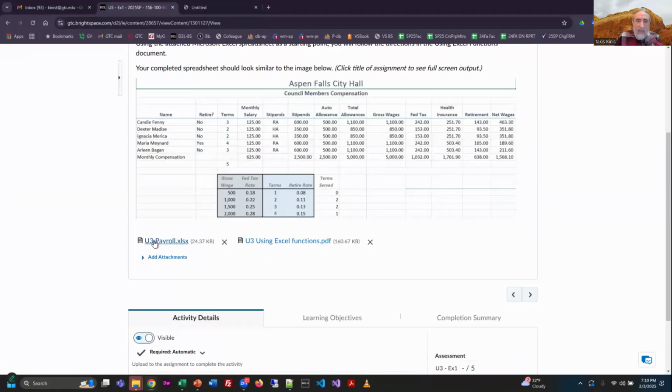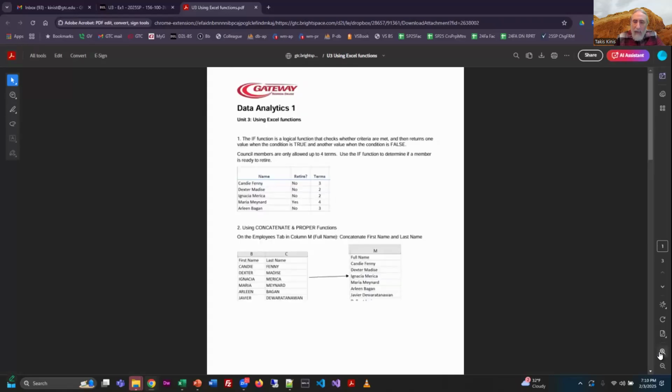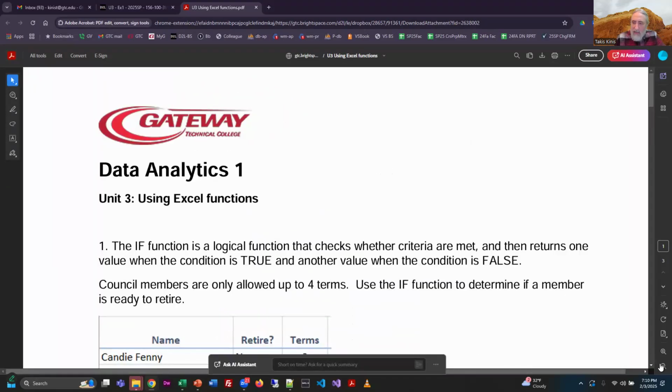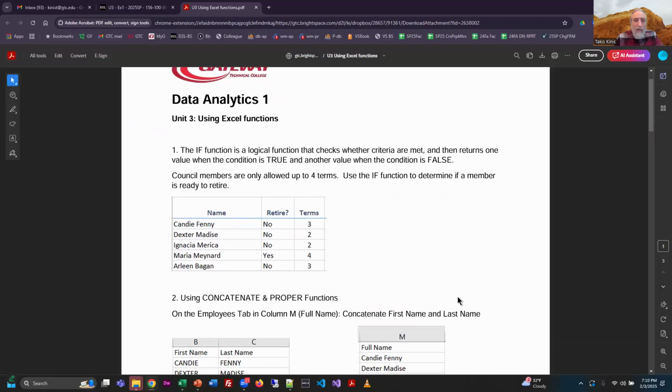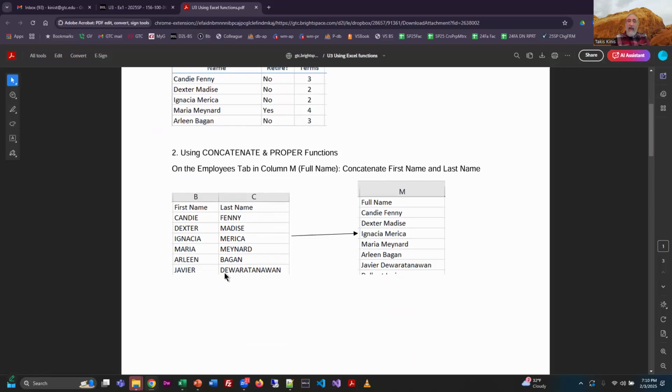I do also want to point out that there is a PDF attached here as well, and I suggest that you open that and take a look at it. What this does is it also details these functions somewhat. So they talk about how the IF function works. We also talk about a couple of extra little things. So we're going to learn about concatenation and PROPER functions, which we have not put into place yet, but we'll tinker with those.